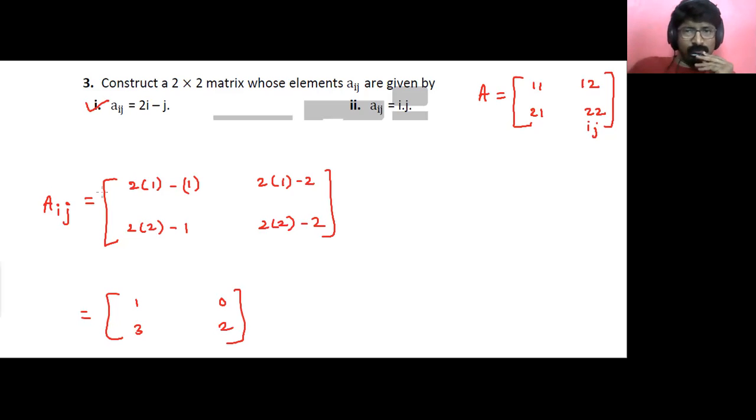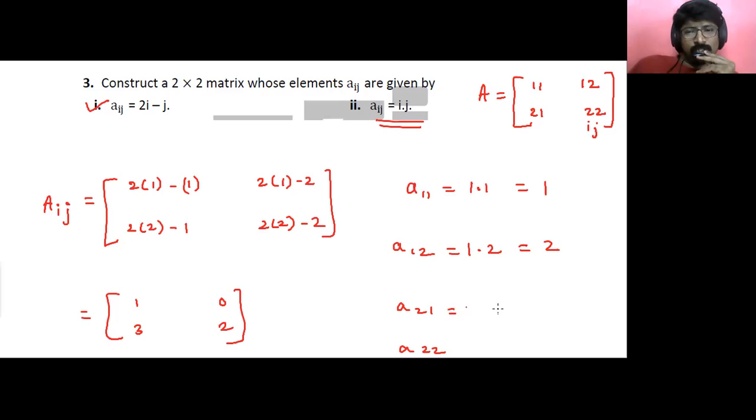Did you understand how I got this? Now I'm giving you the other one for your homework. Some people can do it like this: A11 entry, then A12 entry, then A21 entry, and A22 entry. It can be solved this way too. When i is 1 and j is 1, you can plug in over here, so 1 into 1 will become 1. For 1, 2: i is 1 and j is 2, so 2 ones are 2. When i is 2 and j is 1, 2 ones are 2. And when i is 2 and j is also 2, 2 into 2 will become 4.